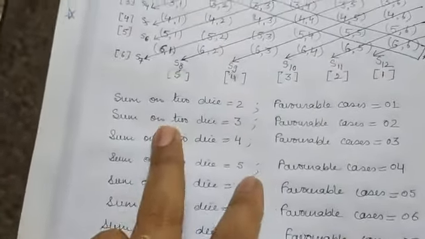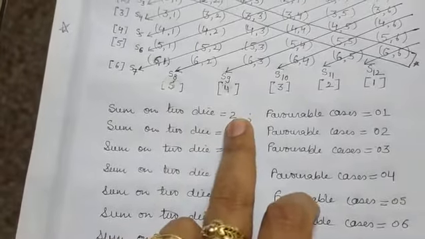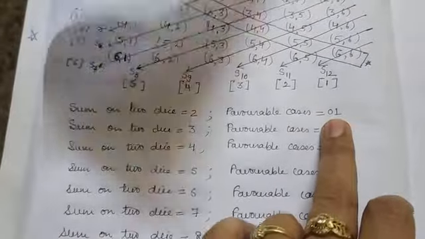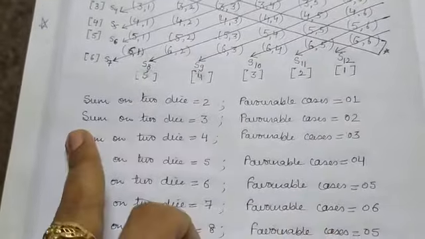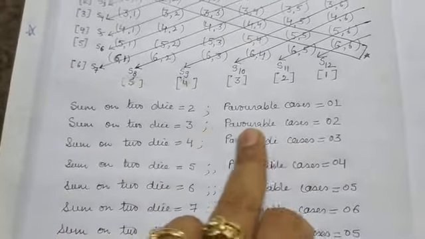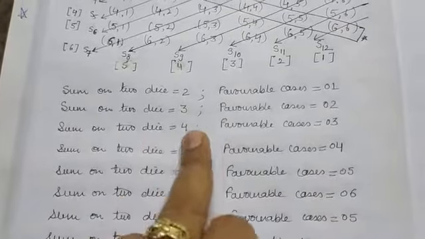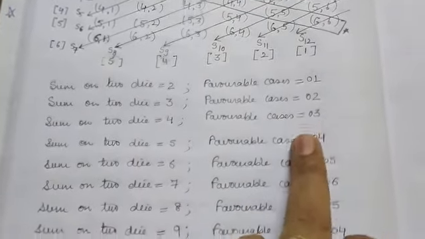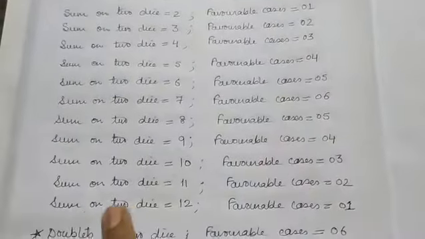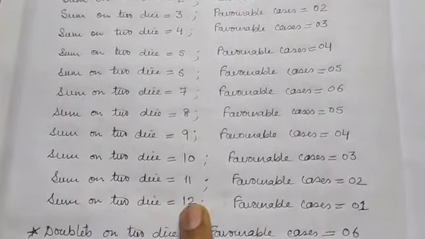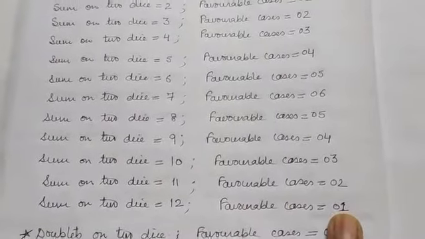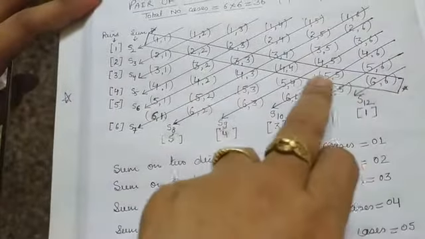See, like this. The sum on the 2 dice is 2. So how many favorable cases are there? It's only 1 case. Similarly, when the sum on the 2 dice is 3, the favorable cases are 2. When the sum on the 2 dice is 4, the favorable cases are 3, and so on. At the last, when the sum on the 2 dice is 12, the favorable cases are only 1. Similarly, you can see over here I have drawn a diagonal with a star.